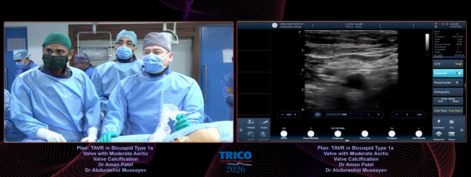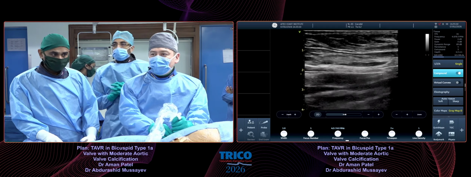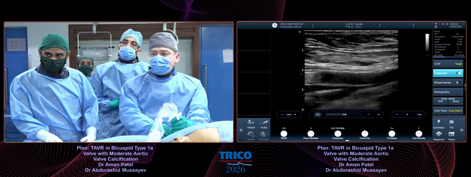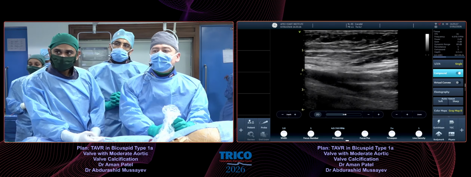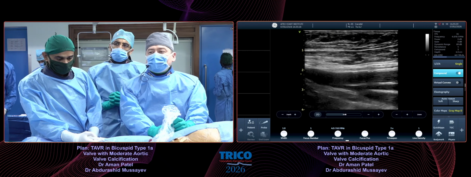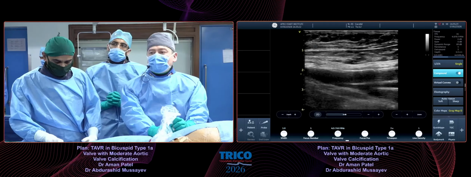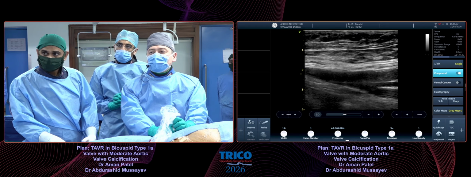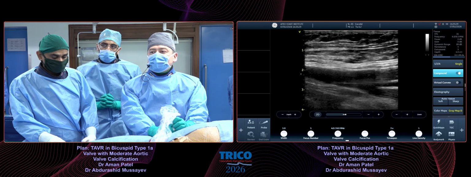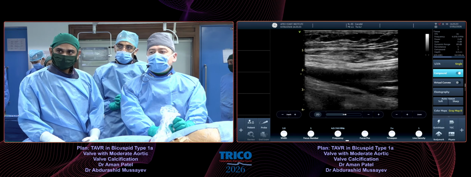Usually before the puncture we check the femoral artery in long axis and in short axis. Previously by CT scan we checked the femoral arteries. The femoral artery diameter is enough to do this procedure through the right femoral artery. Now here you could see the common femoral artery and bifurcation very clearly, and also there is no calcification or plaque in the anterior wall.